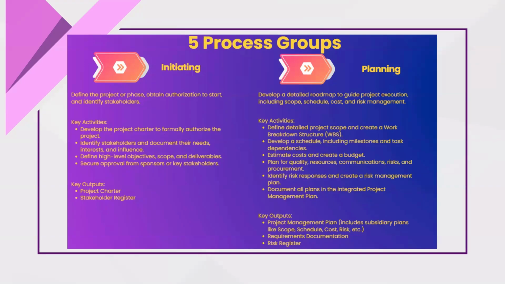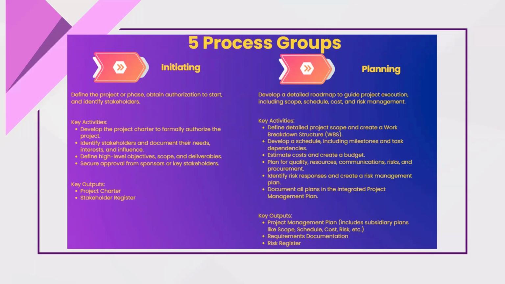Initiating process group or initiation. This process group is where a project officially begins. It's about defining what the project is and getting authorization to start. So what happens here? We develop the project charter, which formally authorizes the project and names the project manager. We identify key stakeholders and understand their needs, expectations, and influences.